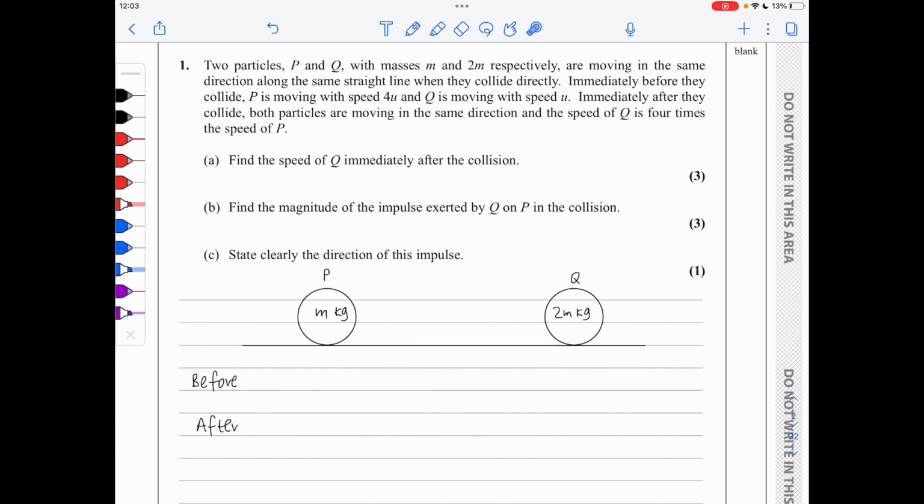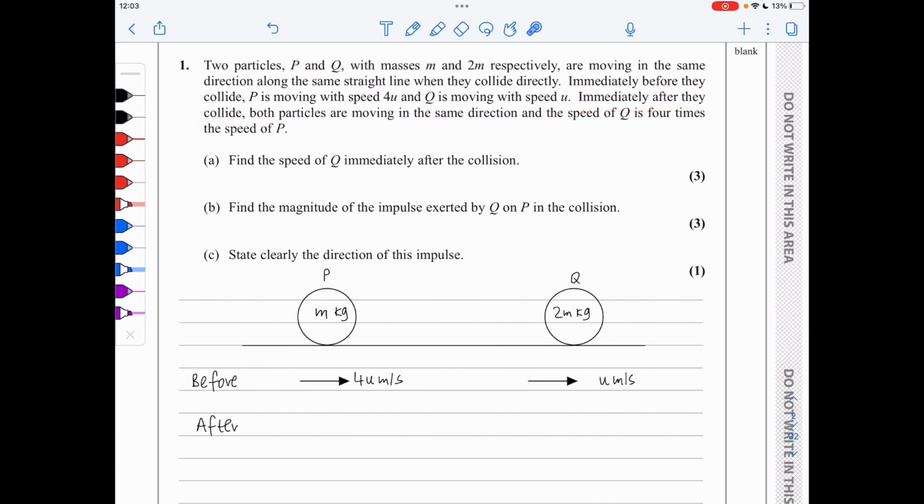We've got P and Q. The masses are m and 2m kilograms respectively. Let's assume they were both moving to the right. So we had P moving with 4u meters per second to the right and Q with u meters per second to the right. And immediately after they collide, they are both moving in the same direction.